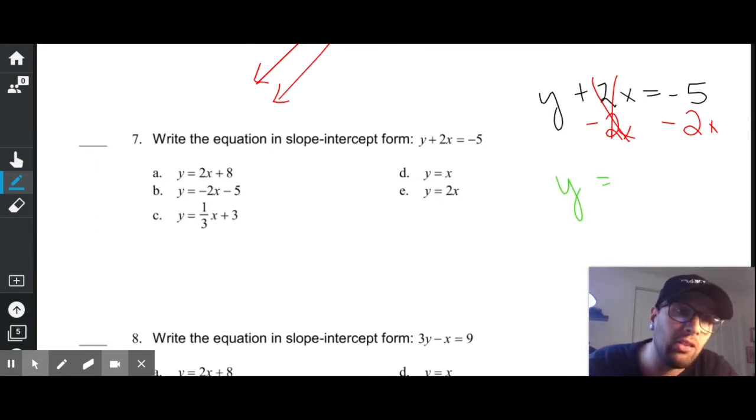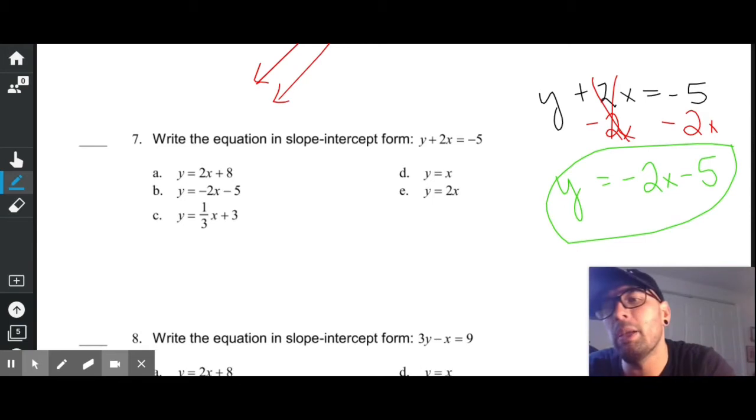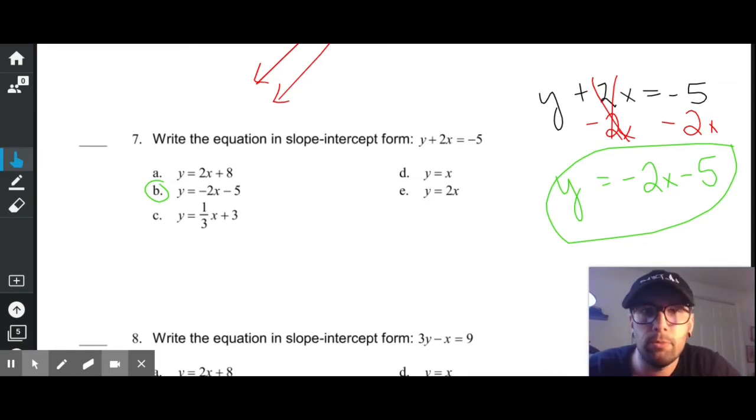It would be best if I wrote out negative 2x because that's what you do first for slope-intercept form. That's minus 5, so I'm going to put minus 5, and that's my guy. You are now in slope-intercept form, which is going to be B. It's going to be B. Justin Timberlake. All right, that's that.